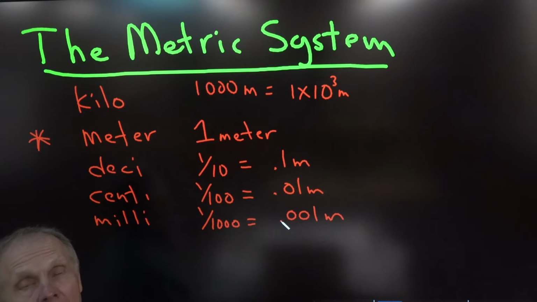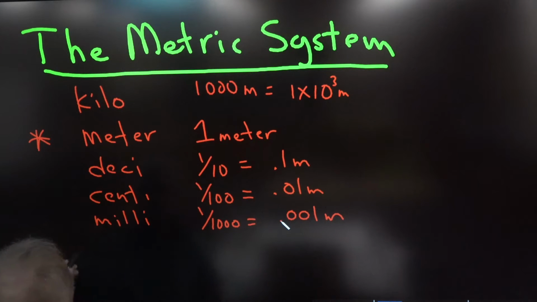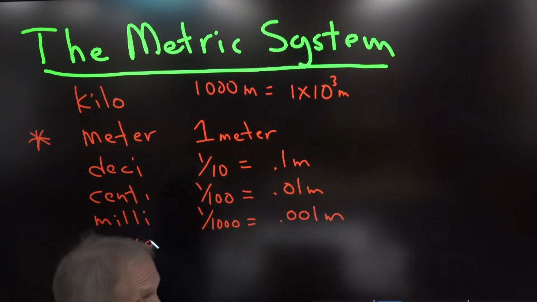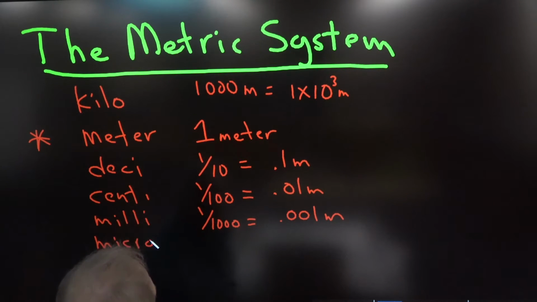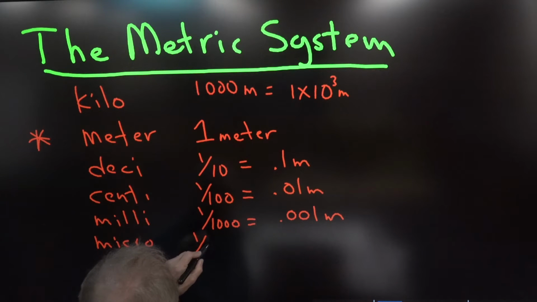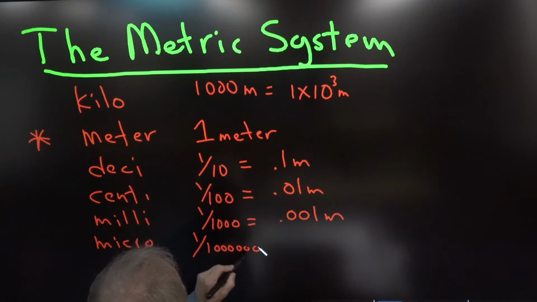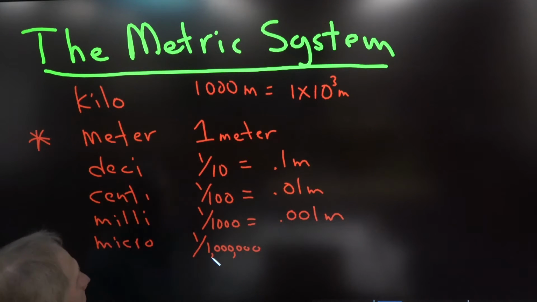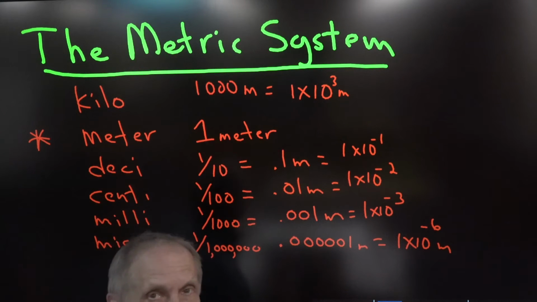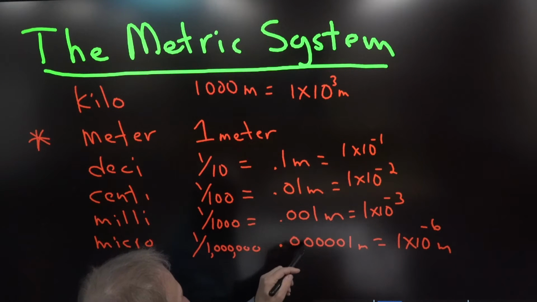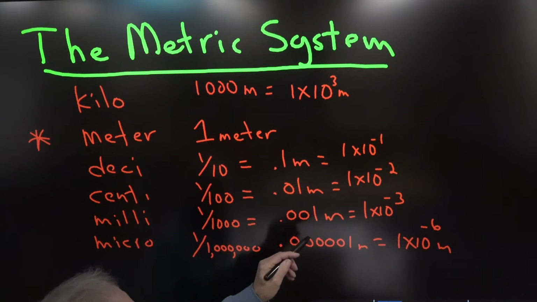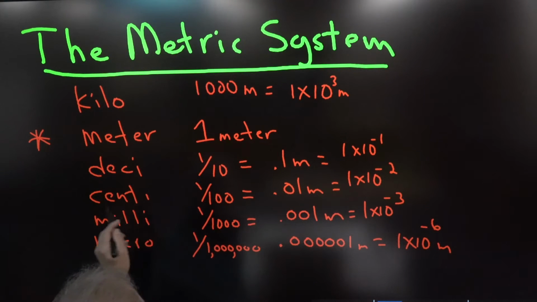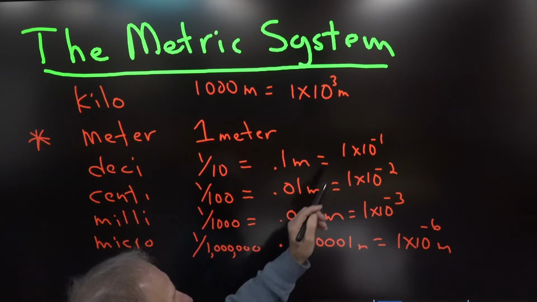Now the next one down is the prefix micro. And a micro, remember that's a millimeter? Well, if you cut that into 1,000 equal pieces, each one would be a micrometer. So a micrometer is 1/1,000,000th of a meter, or 0.000001 meters, which is 1 times 10 to the minus 6 meters. Don't forget, a millimeter is 1/1,000th of a meter, that's 10 to the minus 3. Centimeter is 1/100th, that's 10 to the minus 2. Decimeter is 1/10th of a meter, that's 10 to the minus 1.